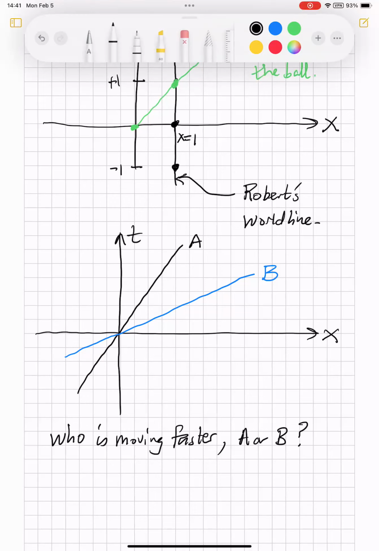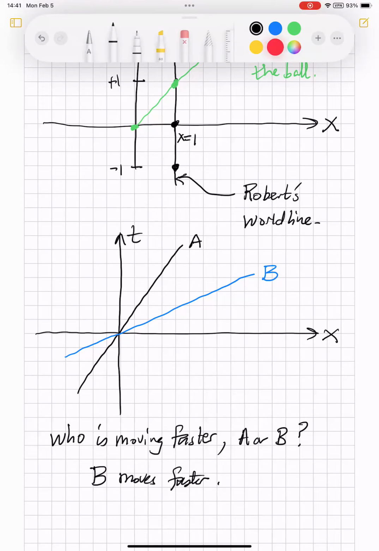I don't want you to guess. I want you to think about it until you come to a definite answer, A or B. So pause the video now and only unpause when you have a definite answer. So pause. Okay, great. So now that you've got your definite answer, let's see who was moving faster, A or B. Actually, B. B moves faster. Let me see if I can convince you why I would say that.